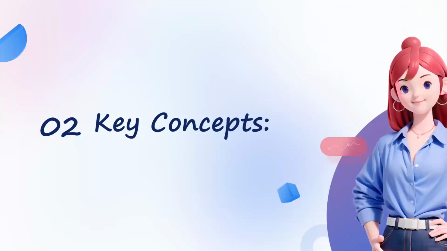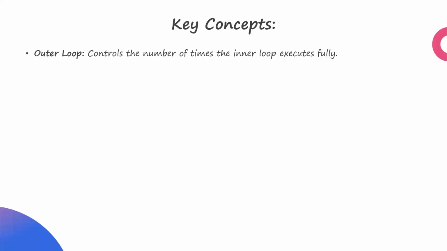So what are the key concepts of the outer loop? The outer loop controls the number of times the inner loop executes fully. You can see, all right? I want to explain what we just said here. The outer loop controls the number of times the inner loop executes fully.